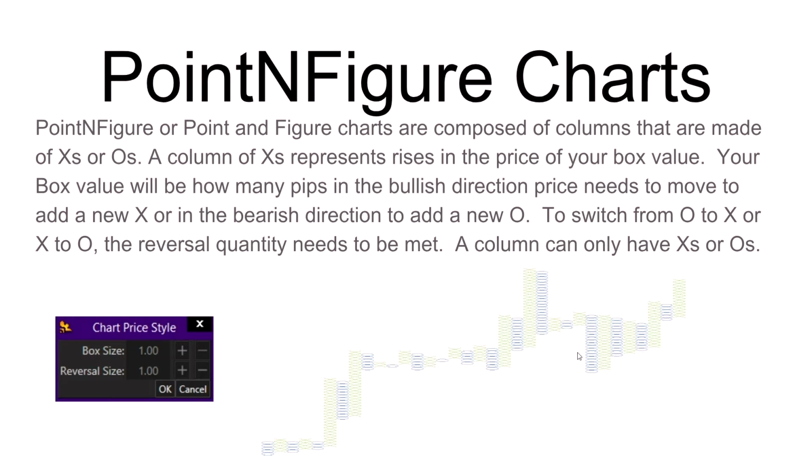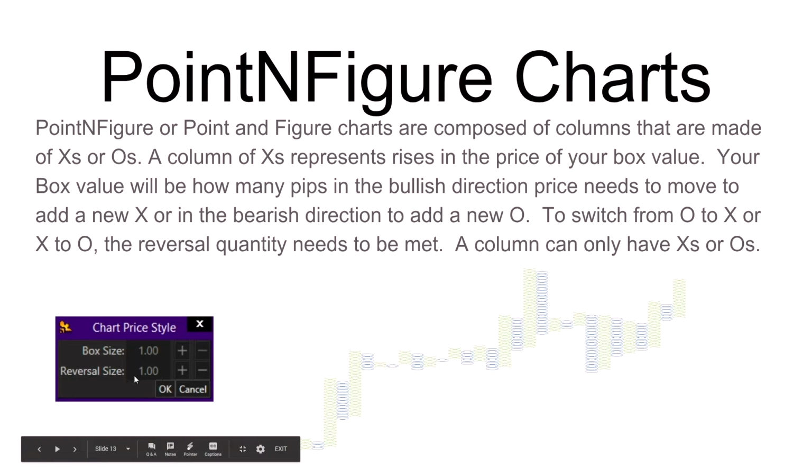And so with point and figure, each X or O is going to present a movement in the bullish or bearish direction of our box size. And we'll start that new column with the new letter once we have a reversal in the amount of pips of the reversal size.